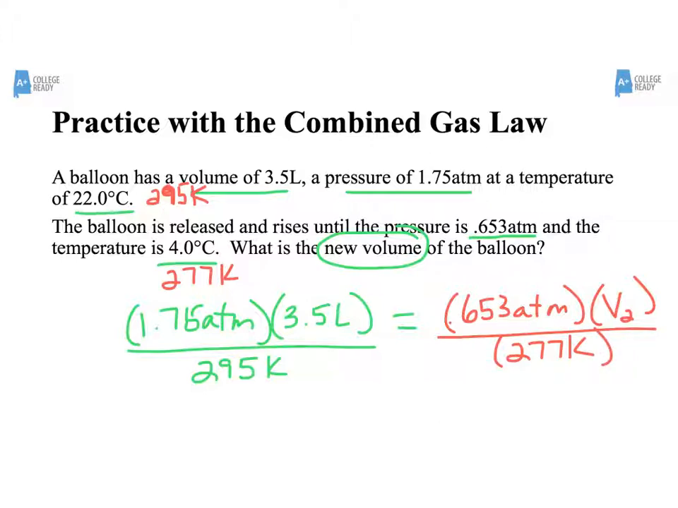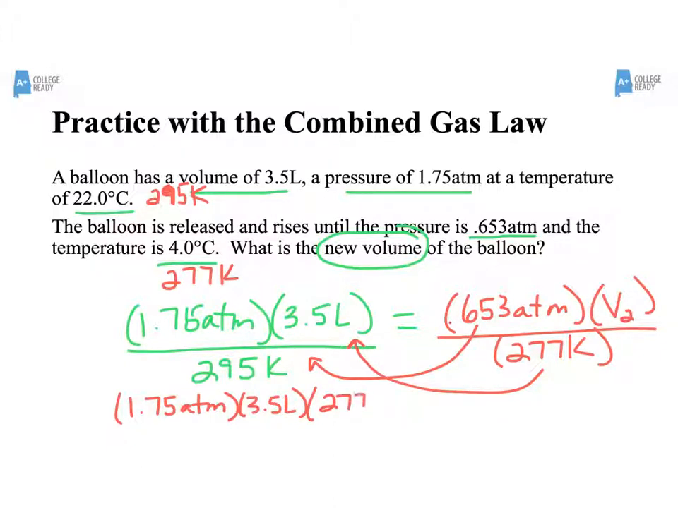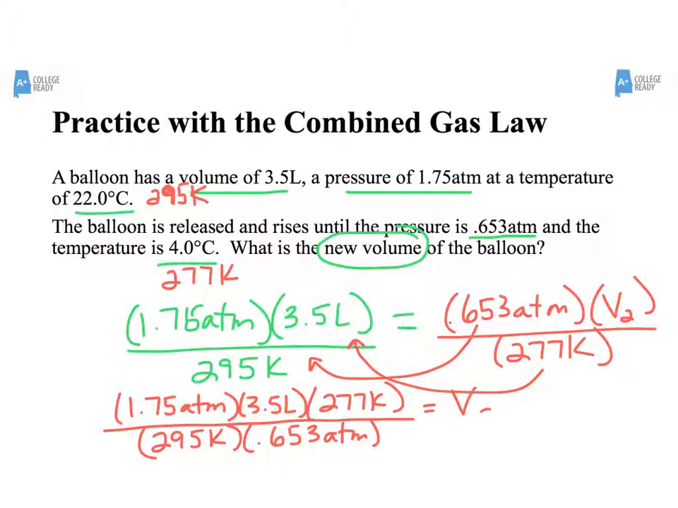And now we just have to do some algebra. We're going to move this over here by multiplying. We're going to move this over here by dividing. And we end up with 1.75 ATM times 3.5 liters times 277 Kelvin divided by 295 Kelvin times 0.653 ATM, and that is equal to what V2 is.